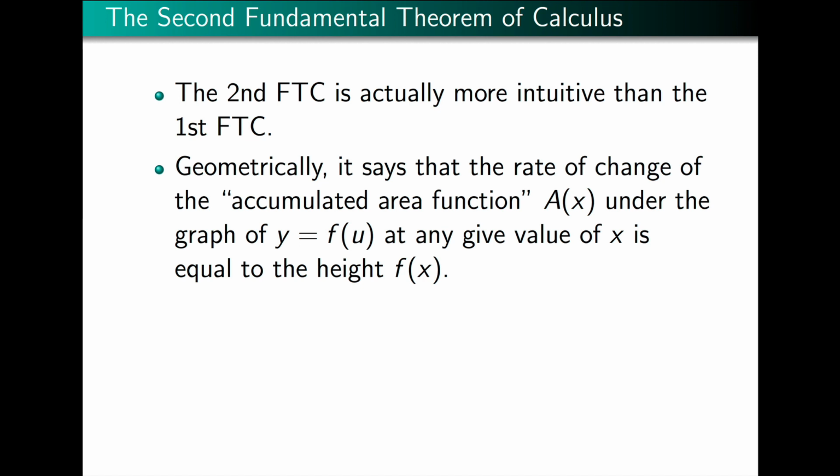Geometrically, the second FTC says something about the rate of change, the derivative, of the accumulated area function capital A of x. If the graph of f is above the axis, capital A of x is the area under the graph from little a up to x. That's accumulating areas as x increases. When little f is above the axis, capital A will be an increasing function of x. More and more area under the graph of little f will be accumulated.